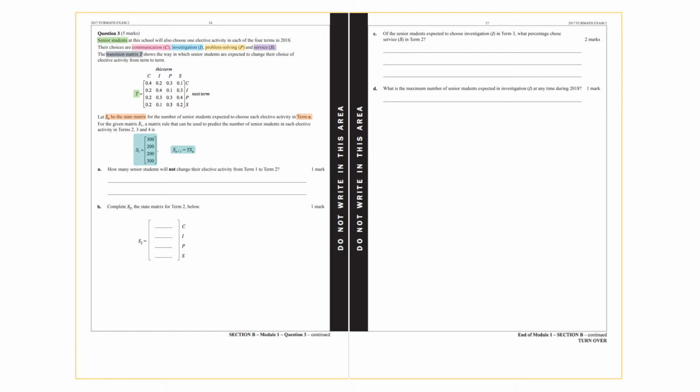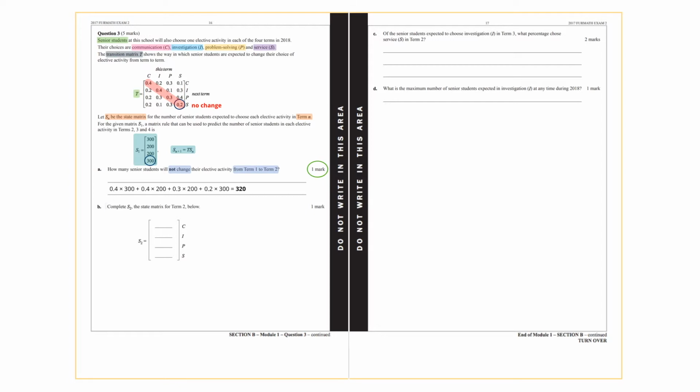Part A. How many senior students will not change their elective activity from term 1 to term 2? For this, we are going to look at the elements on the leading diagonal. They show no change. So we multiply 300 by 0.4, 200 by 0.4, 200 by 0.3, and lastly 300 by 0.2. And this gives us a total of 320. So this question is worth 1 mark for the correct answer.